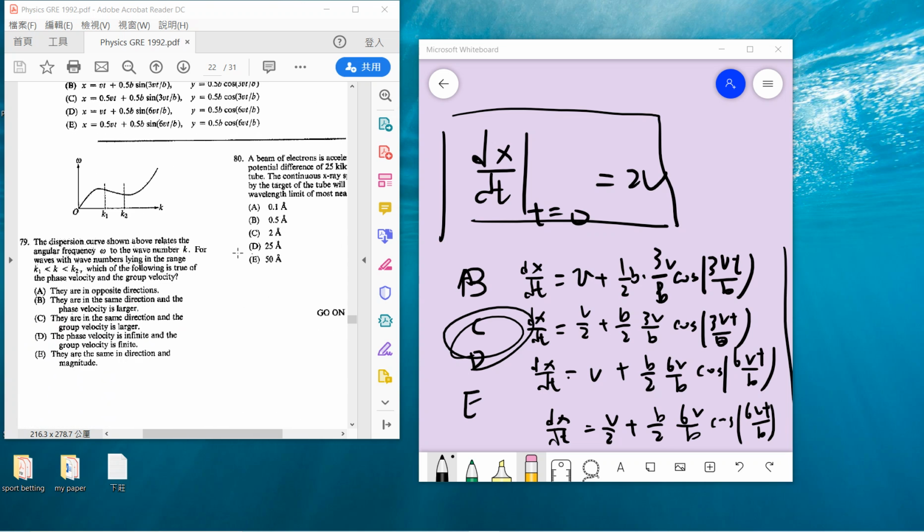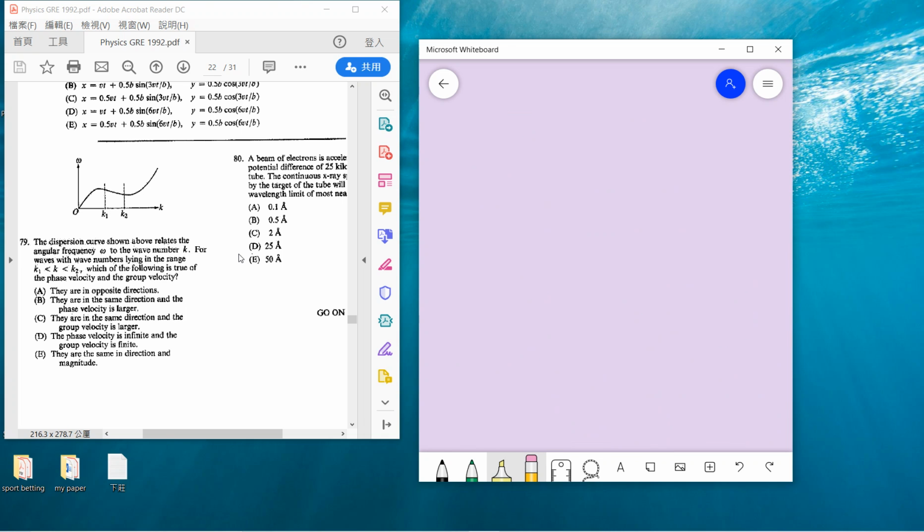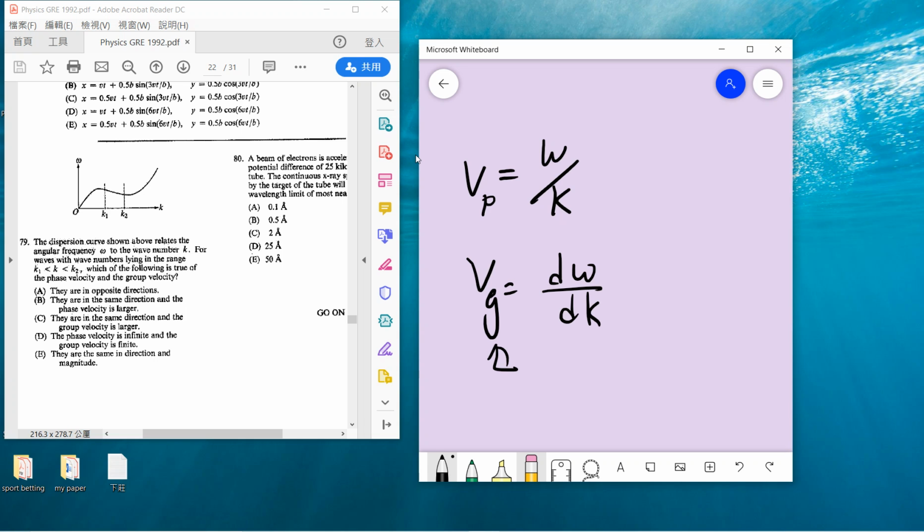Problem 79: basically you have omega versus k. The important formula you need to remember is v equals omega divided by k. This is called the phase velocity, and d omega over dk is called the group velocity. This is just a definition.